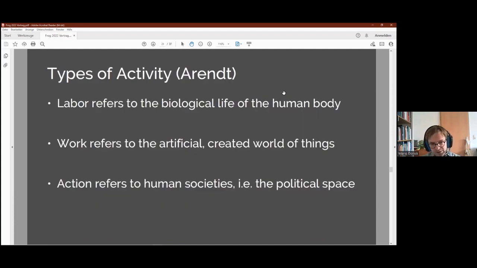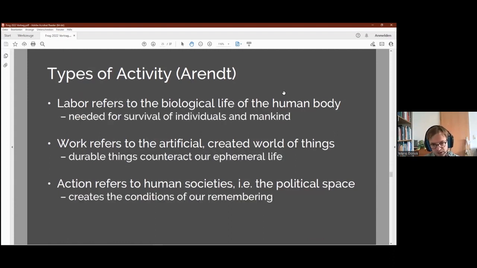As I mentioned, Hannah Arendt had 3 different concepts of human activity: labor, work, and action, belonging to different contexts. Labor is related to the biological life of the human body. Work is related to the artificial world of things which humans create, and action is related to humans living together in societies and thus the political space. The 3 types of activity are deeply related to each other, and so far they are also all related to birth and death. For Arendt, labor takes care of the survival of individuals and humanity as a whole. Work, as the creation of durable things, counteracts the futility of our ephemeral life, and action creates the conditions of our remembering. These are the basic conditions of humanity, so to say, the human condition, although by labor, work, and action we create additional conditions all the time.